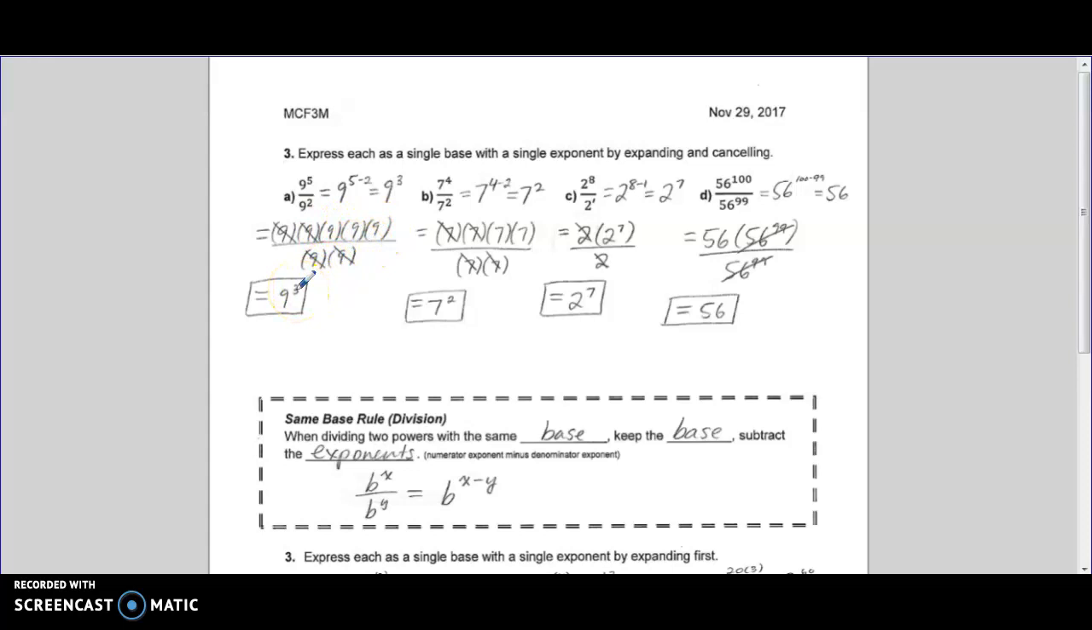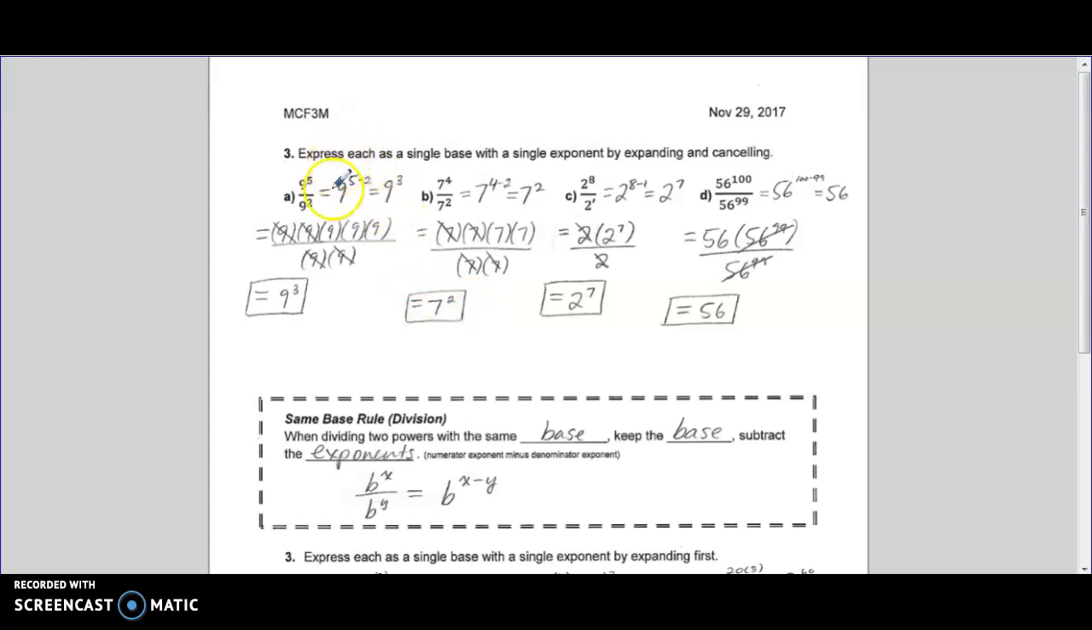Okay. So the rest of these questions are all done the same way. 7 to the 4, you have 4 7s in the numerator. 7 squared, you have 2 7s in the denominator. So we can cancel out 2 of the 7s in the numerator with these 2 7s in the denominator, leaving us with 2 7s, or in other words, 7 squared.